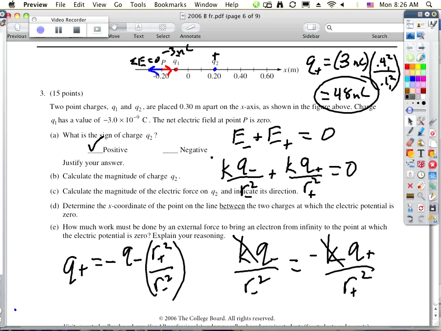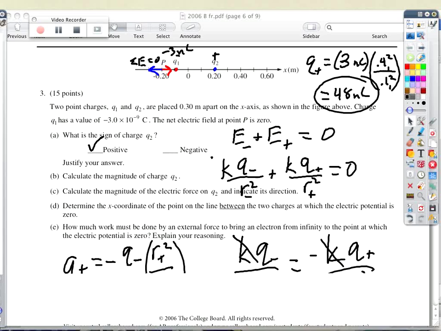To say what I'm doing there, I move this over to this side. Then once they're set equal, I cancel K's, and I get Q plus is this. And then I went up here to solve for 48. So I'm going to clear all that and continue.